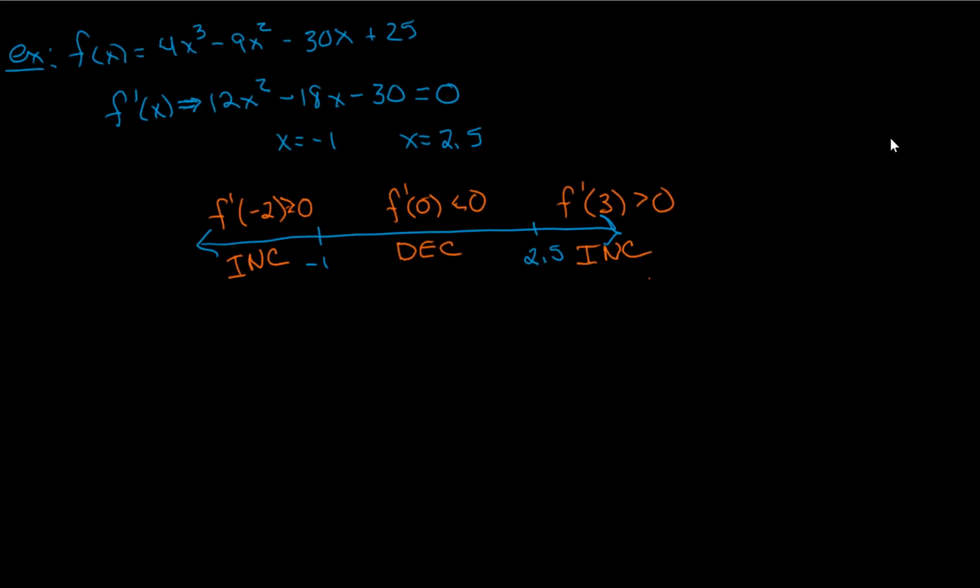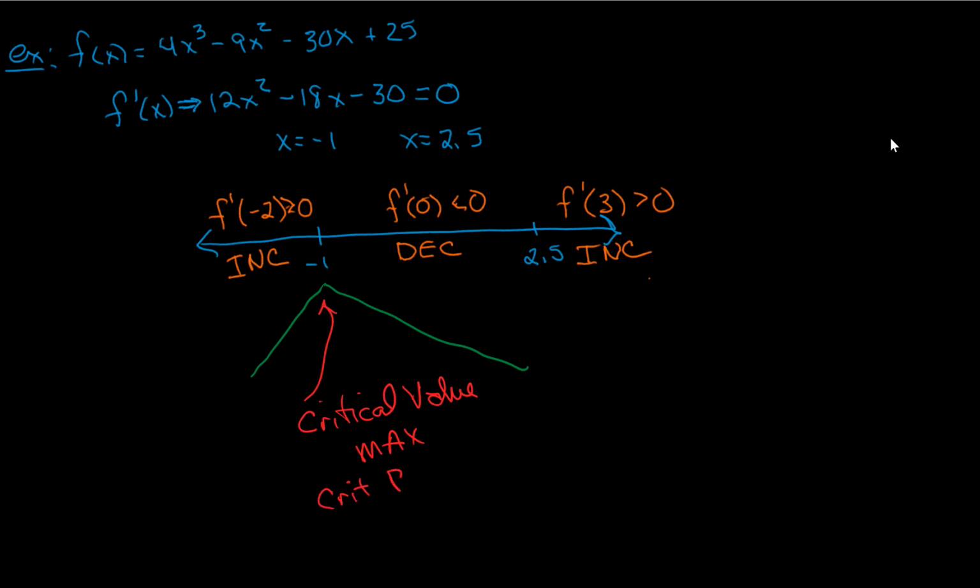Okay, so let's take this information that we have. To the far left, we're increasing. Just past that, we are decreasing. Aha! What we have here is a critical value. This critical value is going to be a maximum. The critical point, be careful, there's a difference between a critical value and a critical point. The critical point is going to be where the x value is -1, and I need to get the y value to have a point. We'll get back to that.